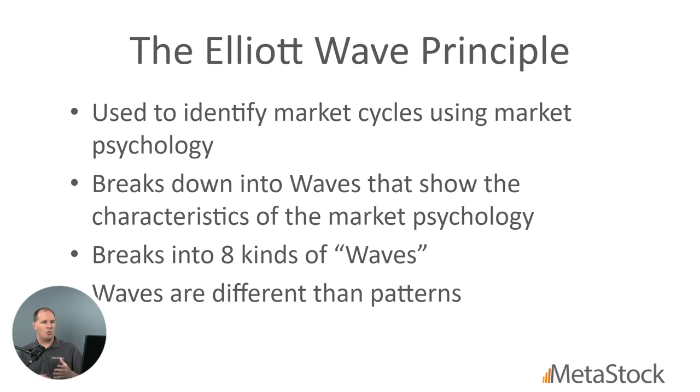Then it breaks down into waves that show the characteristics of that psychology. And then it's broken down into 8 different types of waves. And we're going to talk about what those different types are and exactly what a wave is. And again, waves are different than patterns. So again, not the double tops, things like that. We're talking about wave patterns.